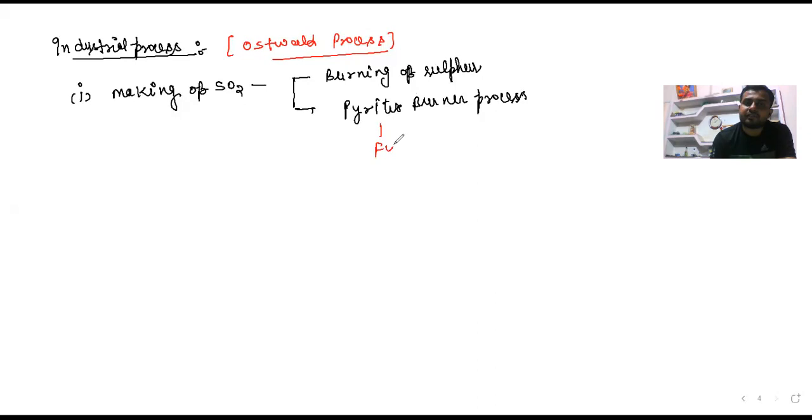So let's say we take iron sulfide. What do we have to do? The first thing, we can make S plus O2 equal to SO2. This is a very simple kind of reaction. And the second one, FeS2 plus O2, we can make Fe2O3 plus SO2, beta.